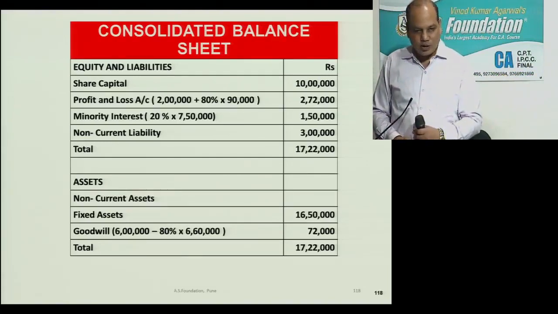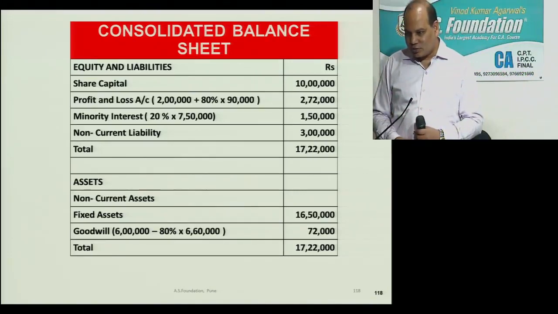So prepare the consolidated balance sheet. Will share capital change? Same. Will P&L account change? Yes. By how much? 72,000. Take the P&L account of the parent and add 72,000. Minority interest, from working note number 2 or 3, 1,50,000. Non-current liability, add the two companies.